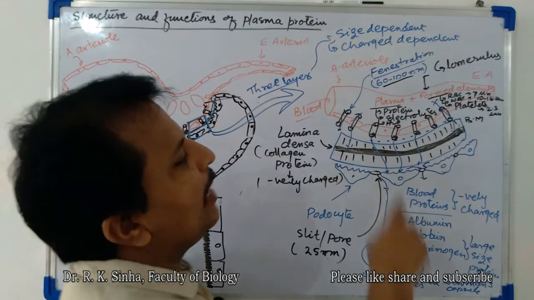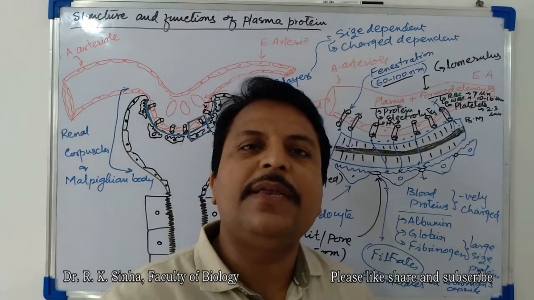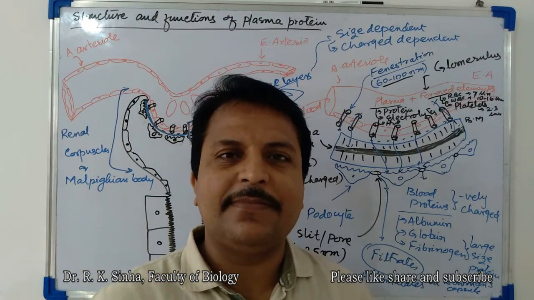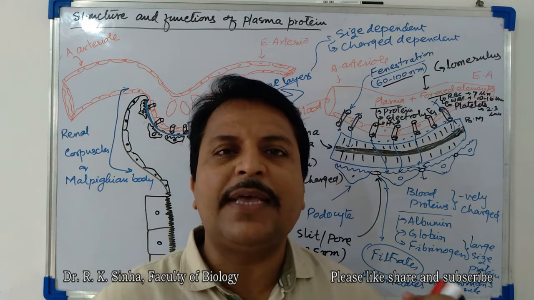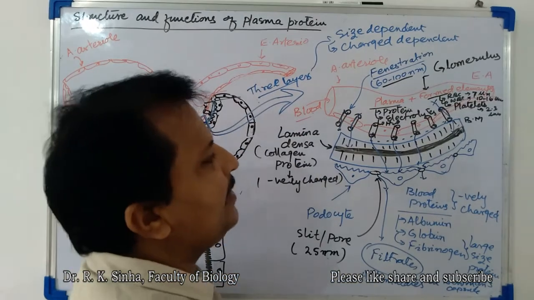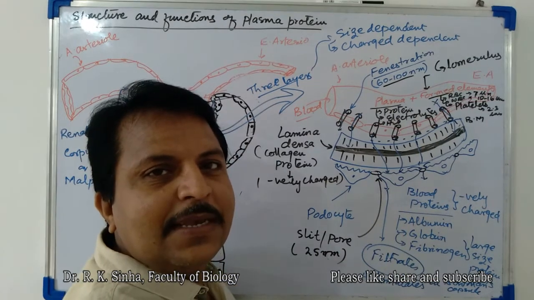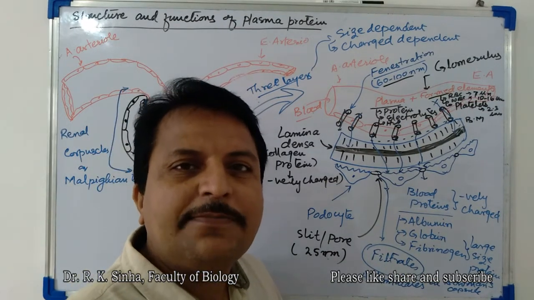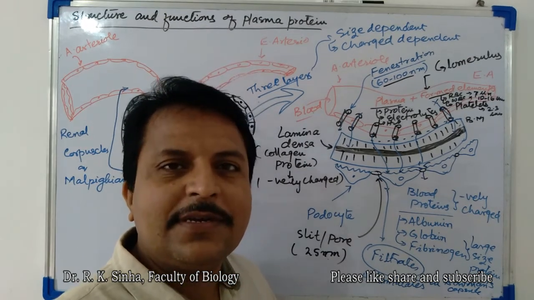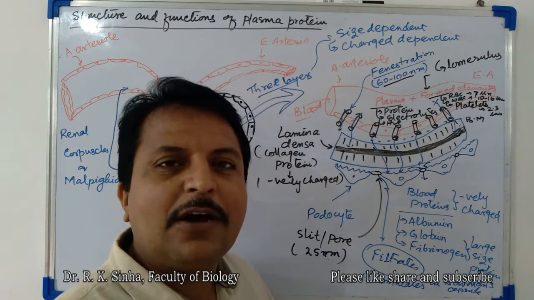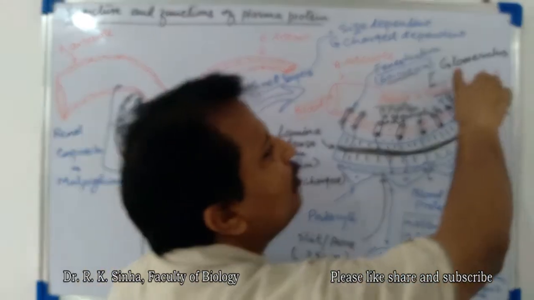Homeostasis means it can maintain the entire environment of the body fluid in constant amount. Maintenance of constant internal environment is known as homeostasis. Constant internal environment means the amount of water, the amount of charged ions or electrolytes, and the pH, buffer of the blood. So this is the role of this glomerulus.